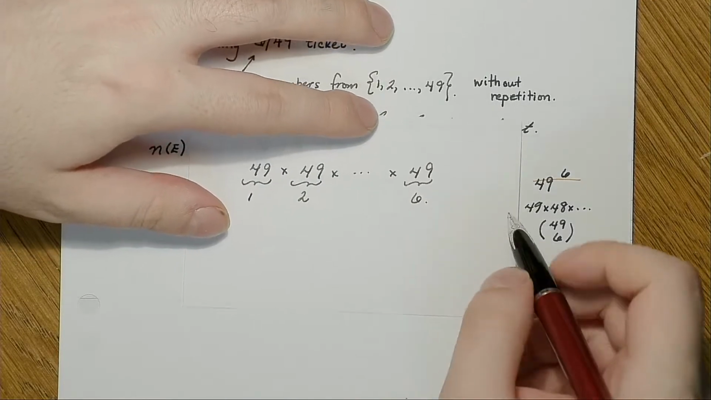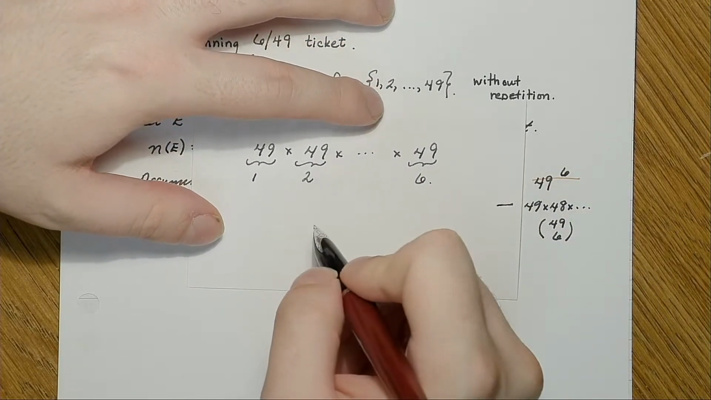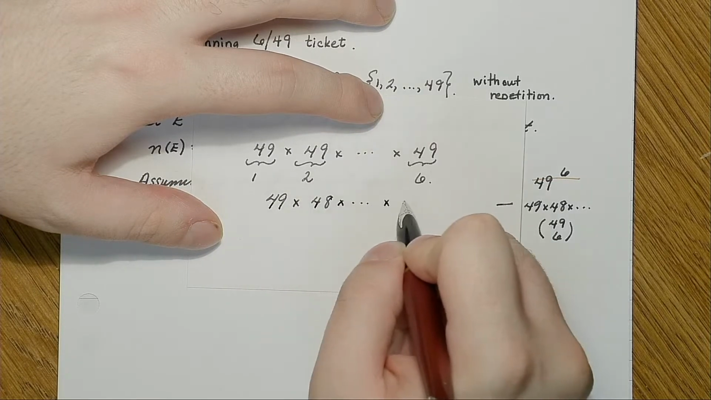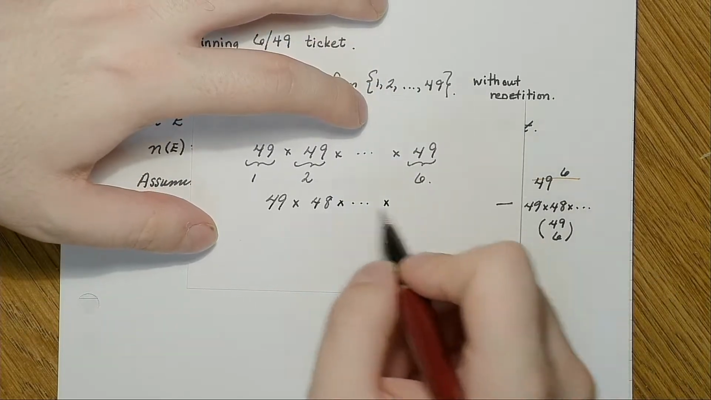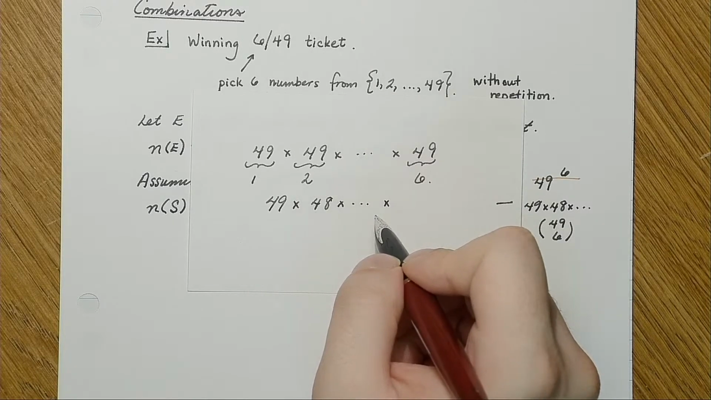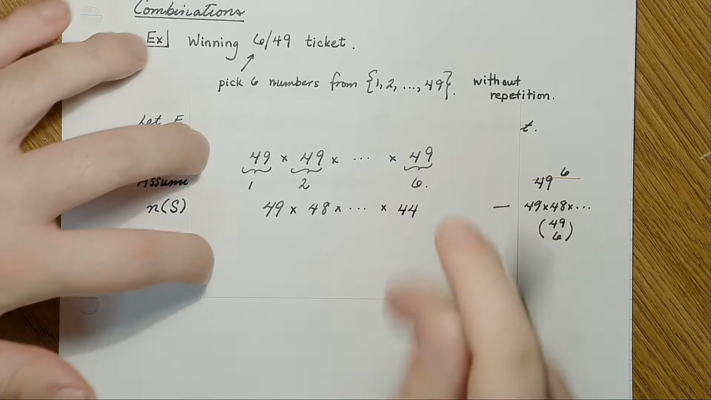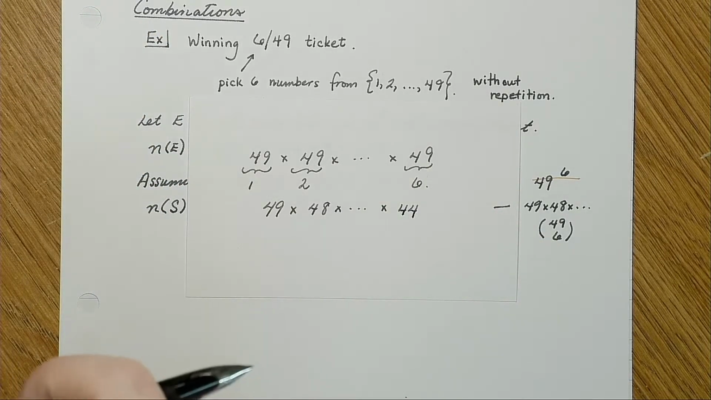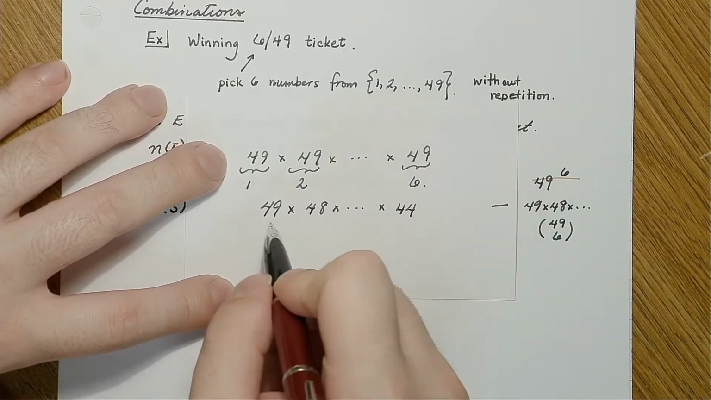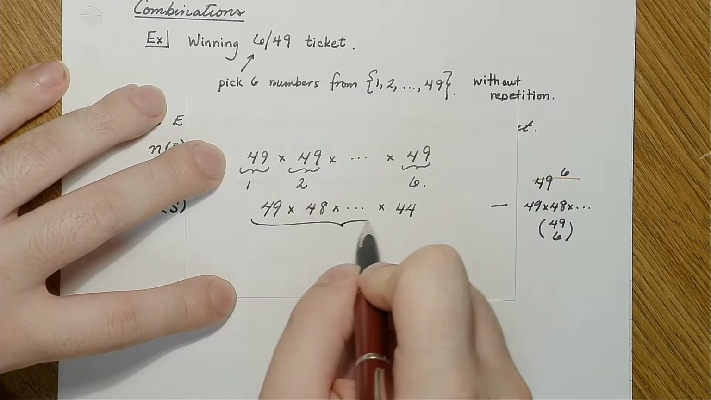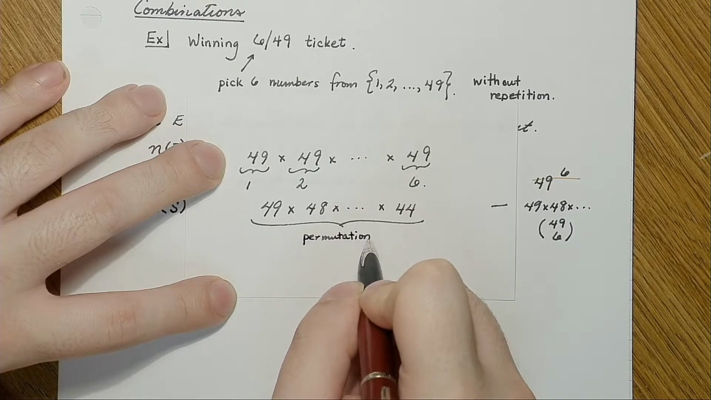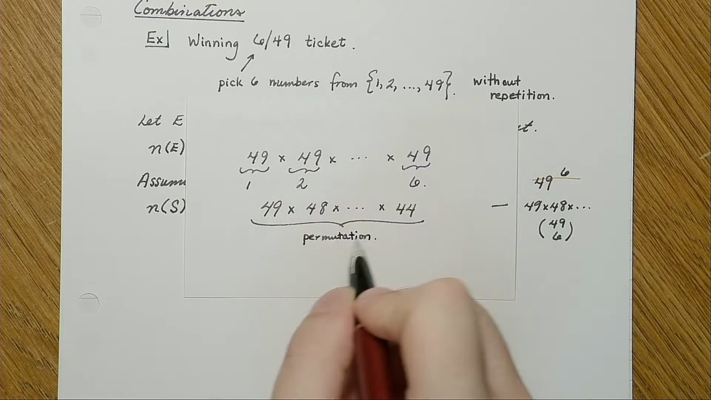So moving down to this one. This one would be without repetition: 49, 48, 47, 46, 45, 44. But now, this is a permutation. And in this case, this is where the order matters.